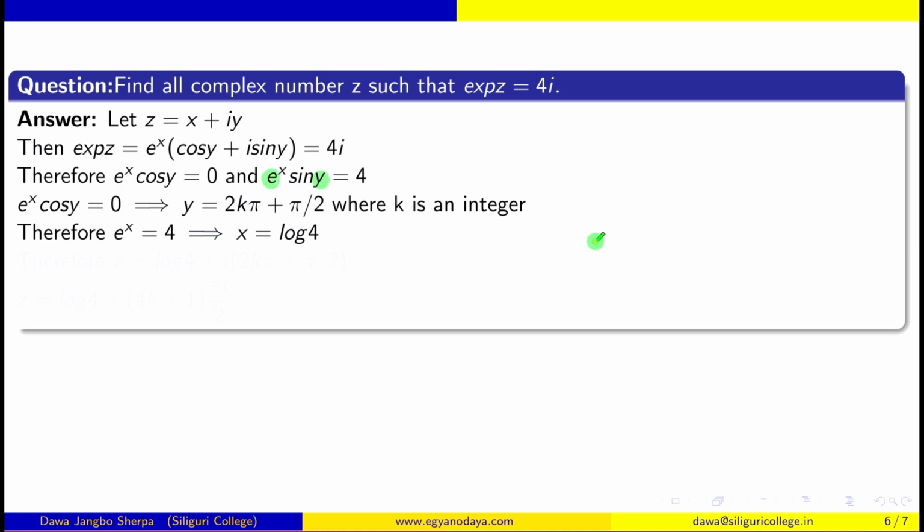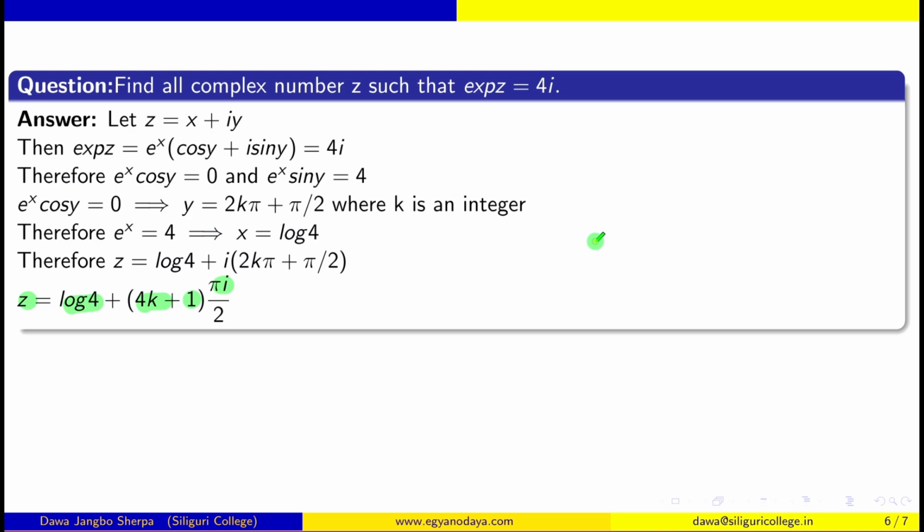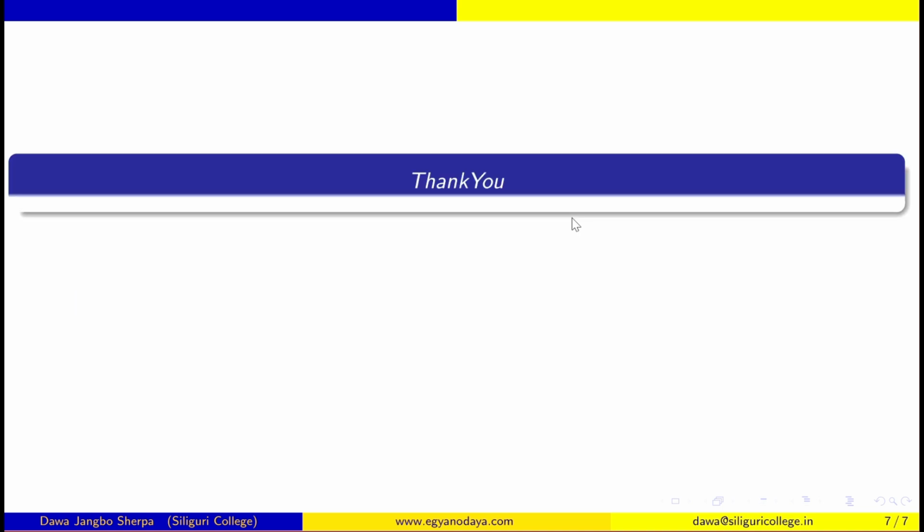So we get e^x is equal to 4. If e^x is equal to 4, then you can take the log on both sides, so x will be log 4. Therefore our complex number z will be, with x as log 4 and y as 2kπ + π/2, z is equal to log 4 plus (4k+1)πi by 2. Thank you.